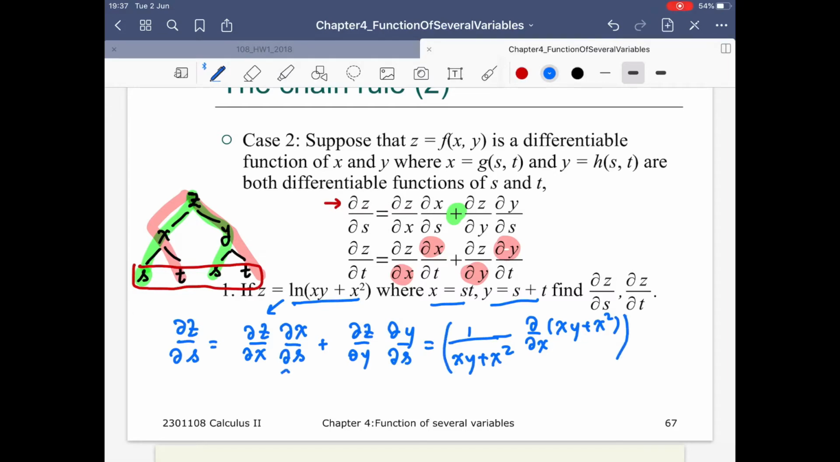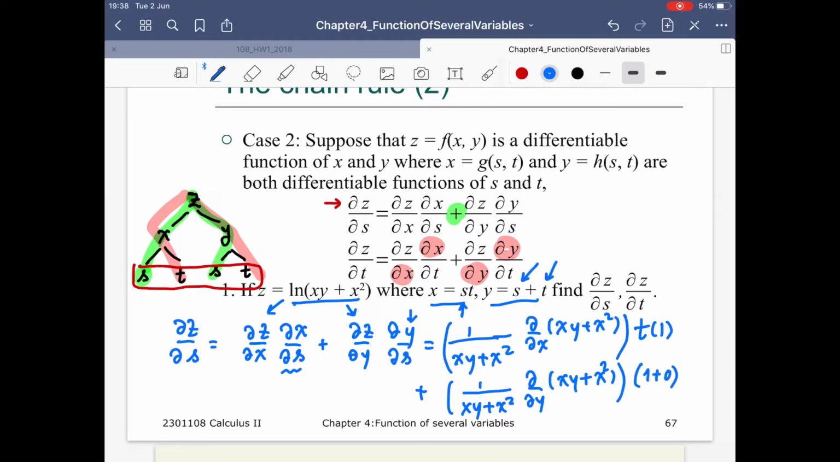And then you need to find a derivative of x with respect to s. So here's the one with respect to s. So your t is a constant, and then a derivative of s with respect to s, you just have 1. So the second term, you need to find a dz by dy. So you have the same thing because you got a logarithm, and then a derivative of the inside with respect to y. Okay, after that you go ahead and find a derivative of y with respect to s. So this one survives, this one goes to 0, so you have 1 plus 0.